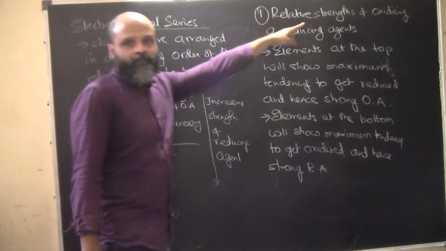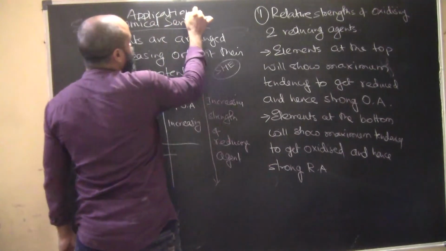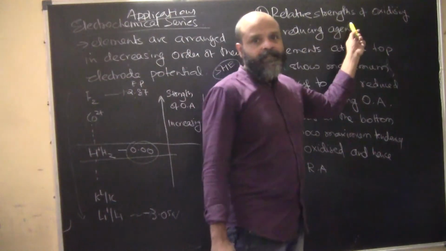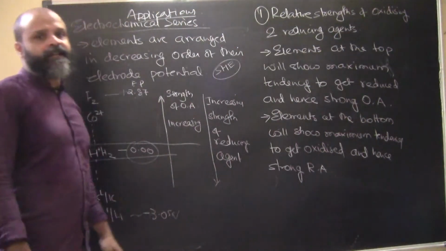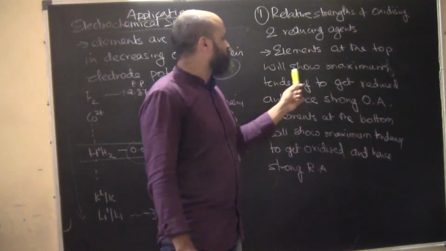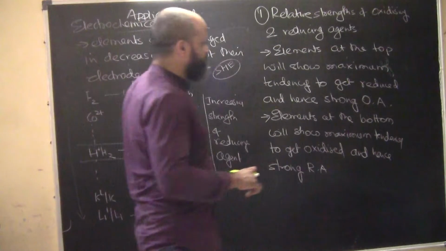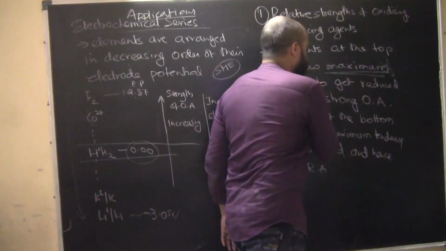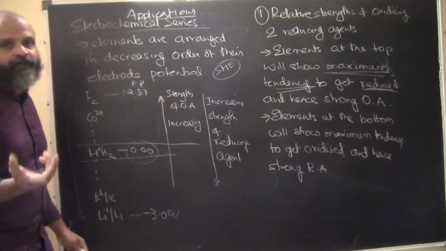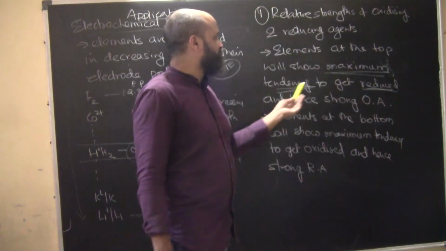The first application of the electrochemical series: we can determine the relative strengths of oxidizing and reducing agents. Relative strengths of oxidizing and reducing agents means that elements at the top will show maximum tendency to get reduced. What do we mean by reduced? To gain electrons. Obviously we know fluorine will show the maximum tendency to gain electrons. It is the most electronegative element.